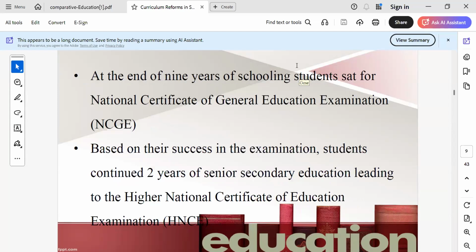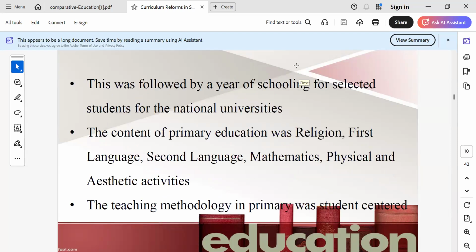All of a sudden they introduced this to the Sri Lankan education system in 1972. Right? So at the end of 9 years of schooling, students sat for the National Certificate of General Education Examination, NCGE. So in England, GCSE, here NCGE. Based on their success in the examination, students continued 2 years of senior secondary education. That means 10 and 11, right? Higher National Certificate of Education Examination, HNC. Right? All of a sudden, this is a huge change in the education system in 1972. So this was followed by a year of schooling for selected students for national universities. Another 1 year you have to study and you have to do the entrance exam for the university.